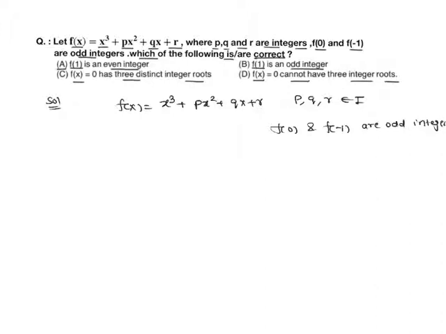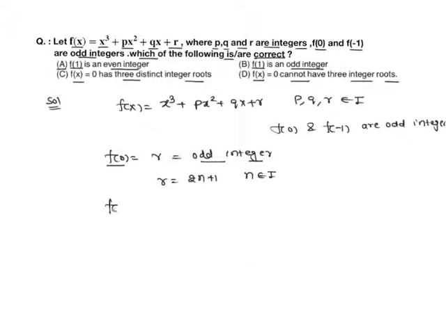We'll find out solution. Fx is given x cube plus px square plus qx plus r, where p comma q comma r belongs to integer. Given is f of 0 and f of minus 1 are odd integers. So we can say f of 0 is what? R. So r is odd integer, because f of 0 is odd integer. So r equals to, we can assume as 2n plus 1, where n belongs to integer.